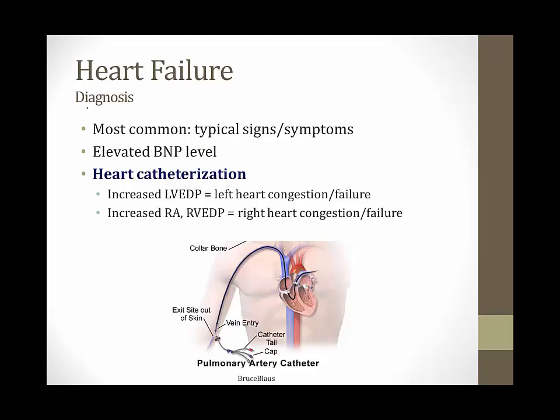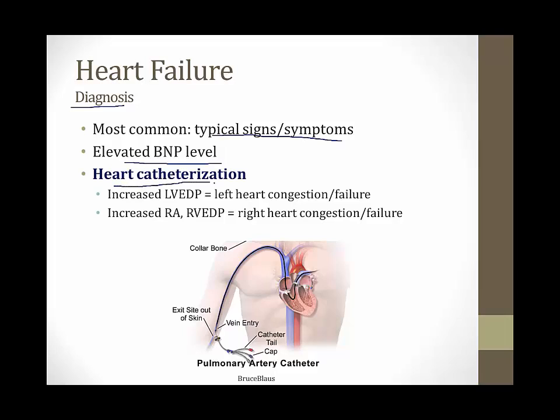I'll finish with this slide and talk about how we make a diagnosis of heart failure. The most common way heart failure is diagnosed is by identifying the typical signs and symptoms in a patient. If a patient has dyspnea and rales and elevated jugular venous pressure and edema, that patient will receive a diagnosis of heart failure. As I mentioned before, an elevated BNP level in the plasma can be helpful for a diagnosis of heart failure.